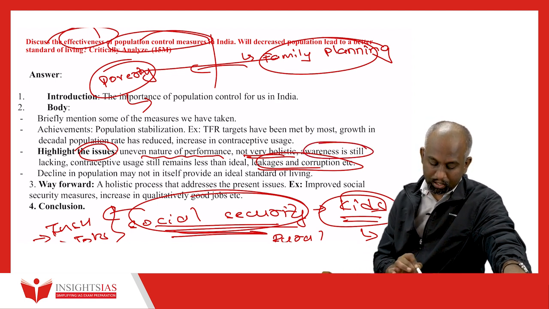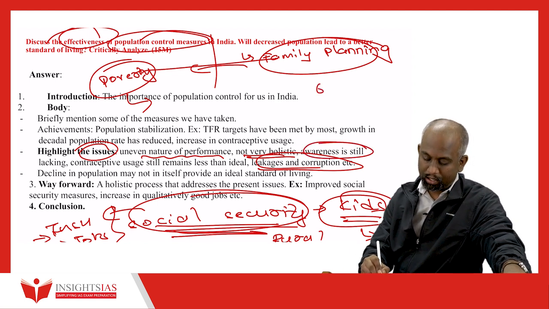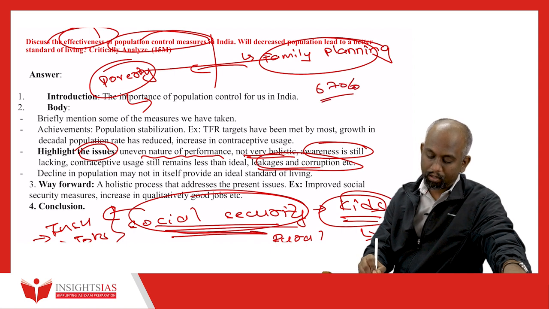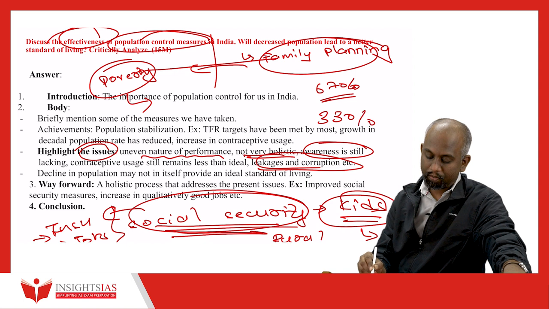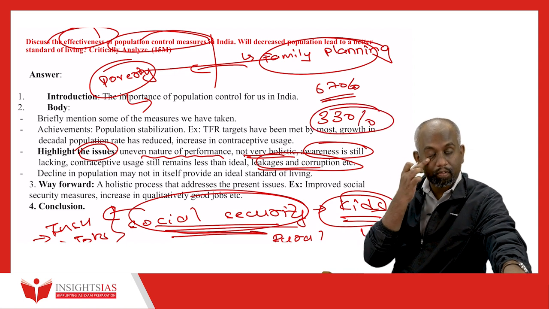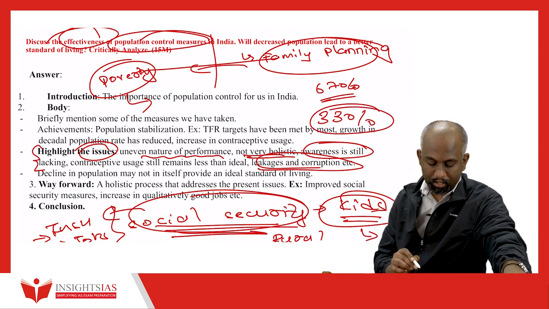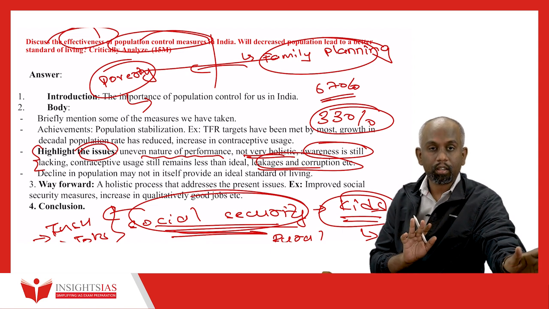Apart from that, awareness is still lacking, because even if you have given 67% contraceptive coverage, there's still 33% who are remaining. This is a very large number in the context of India, is it not? These are the issues that we need to address.